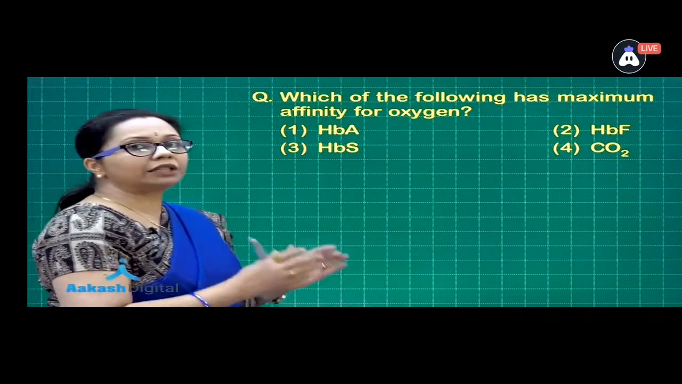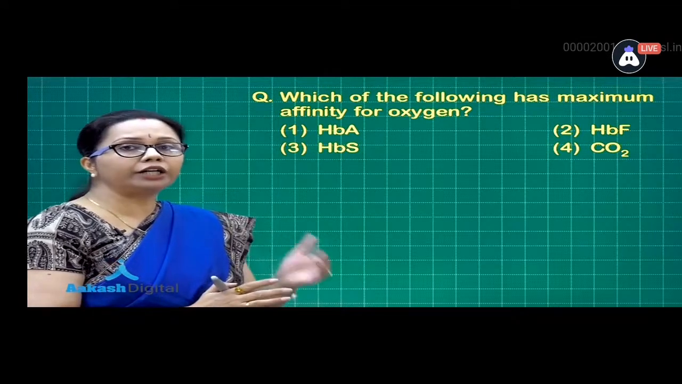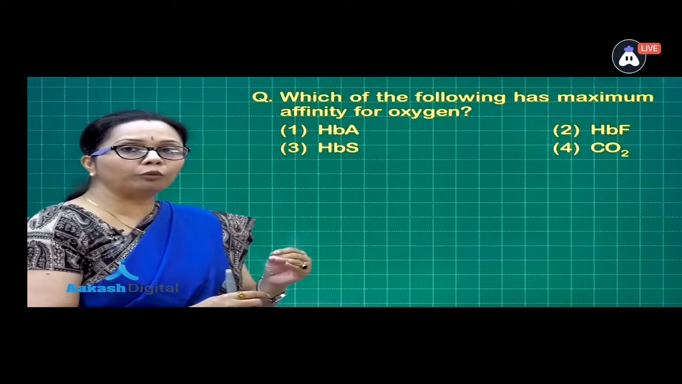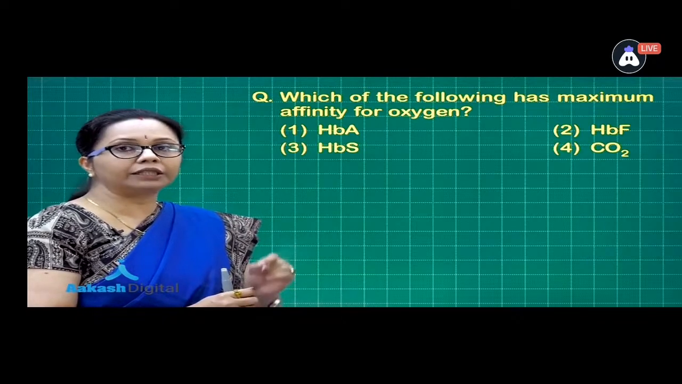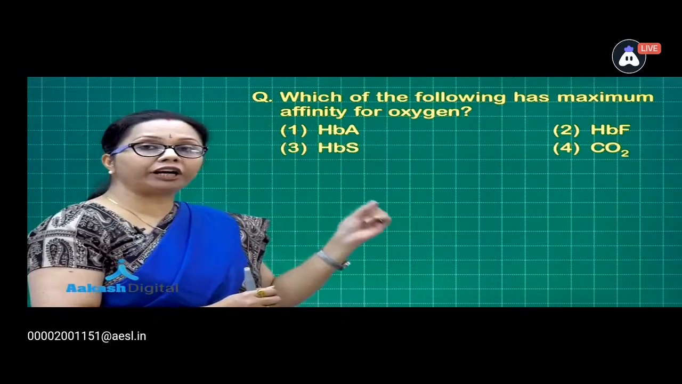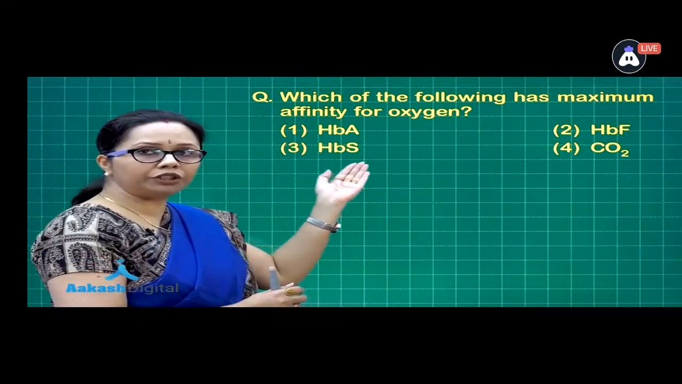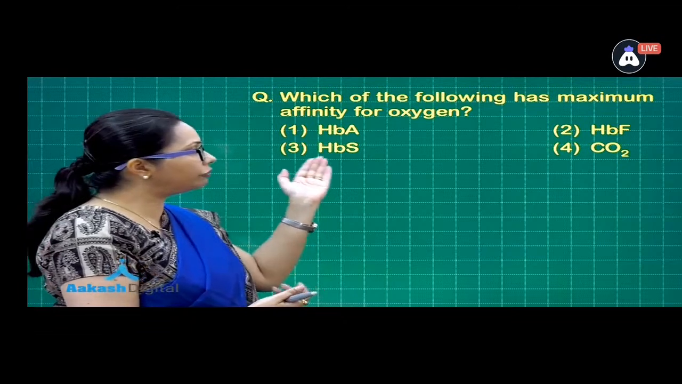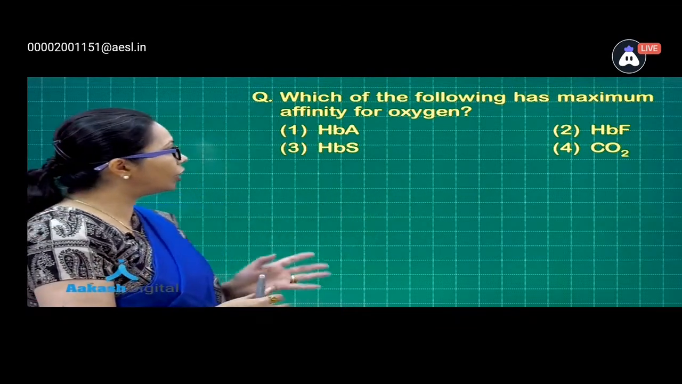Now HbS is sickle cell hemoglobin, and sickle cell anemia is a genetic disorder in which the hemoglobin with the beta chain is having some differences in the amino acid, resulting in the defective RBCs. And this one will be anemic condition, that means it is not able to bind with oxygen properly. And carbon dioxide, that's a gas, that's a different thing altogether.